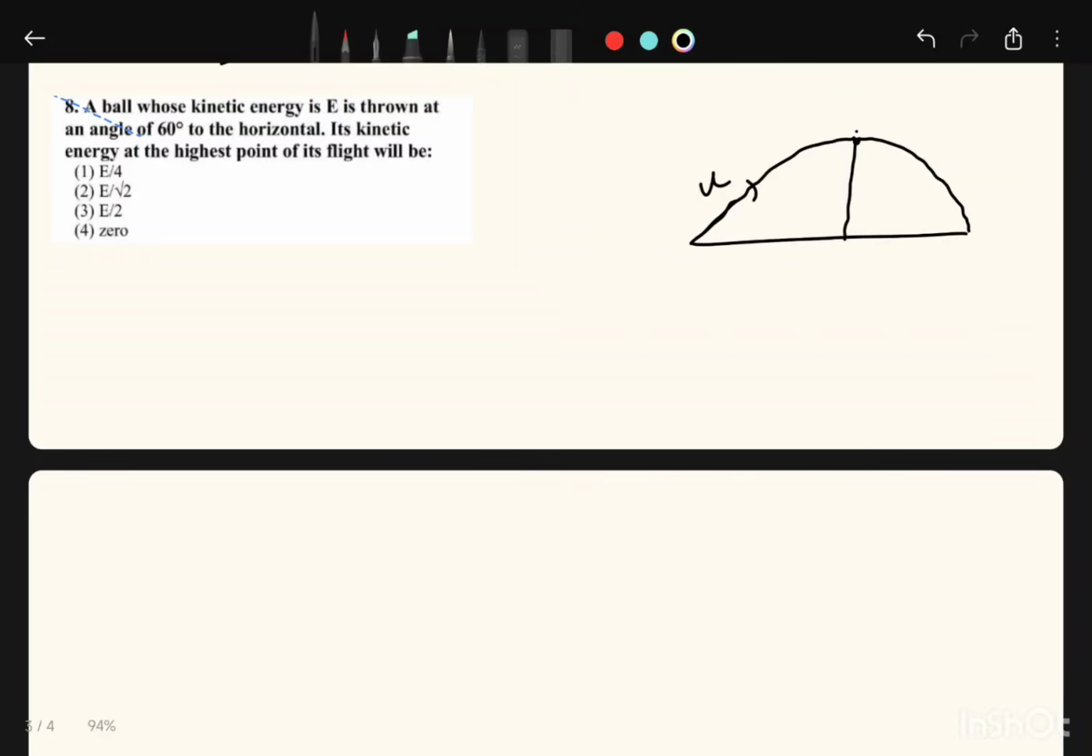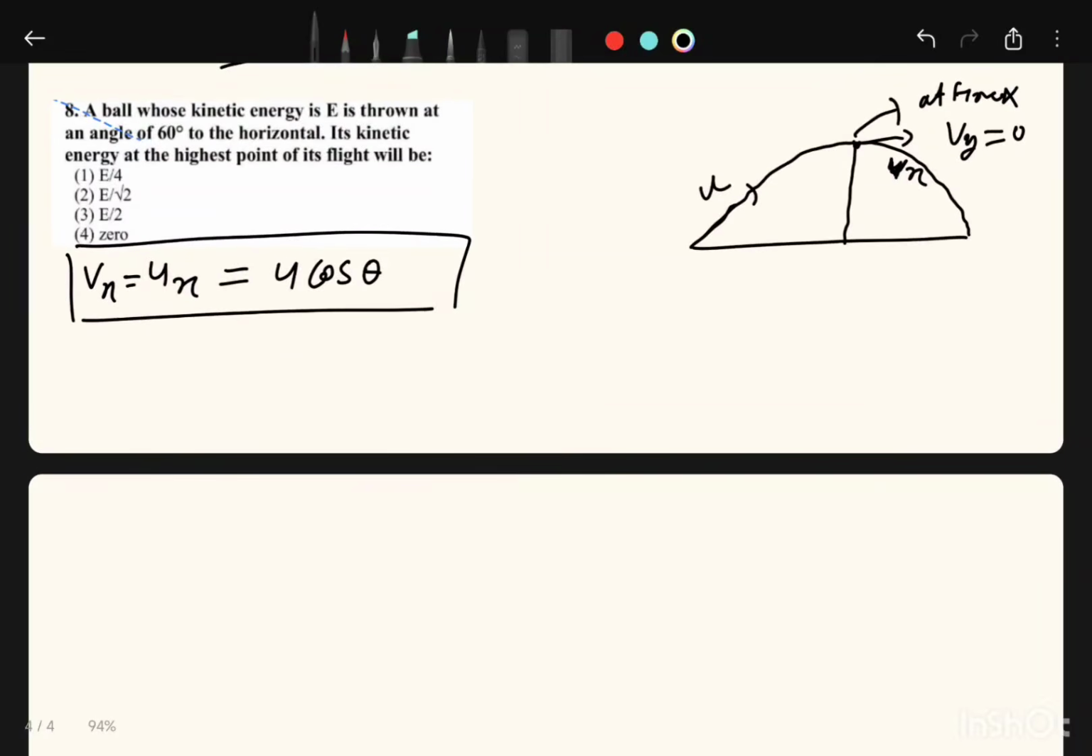And we know at h max point, velocity in the y direction is 0. Velocity is only in the x direction, that is ux. And velocity in the x direction in case of projectile remains constant everywhere, that will be vx. So velocity vx will be equal to ux, and that we know is u cos theta.